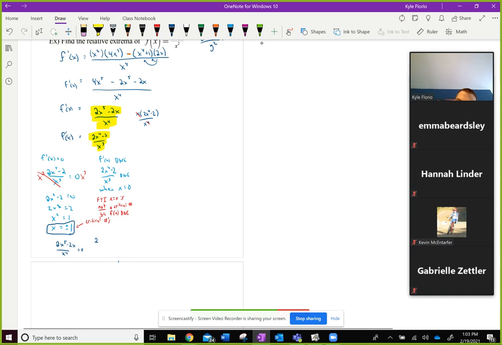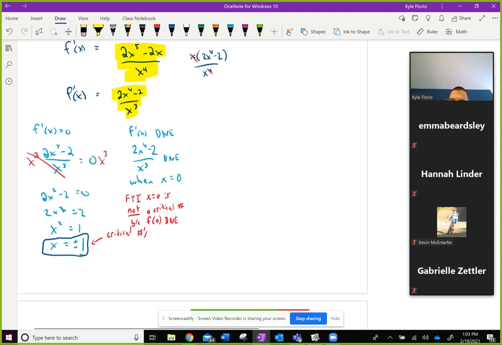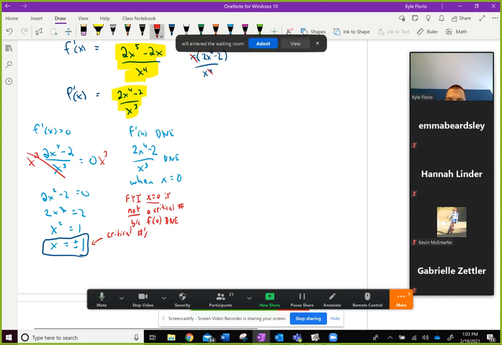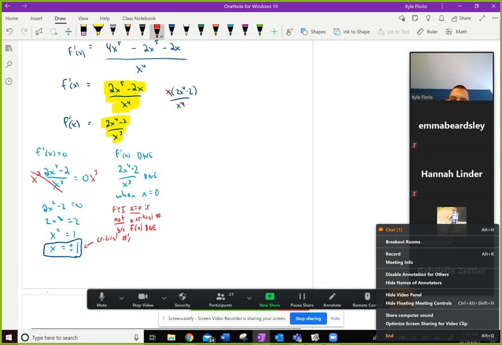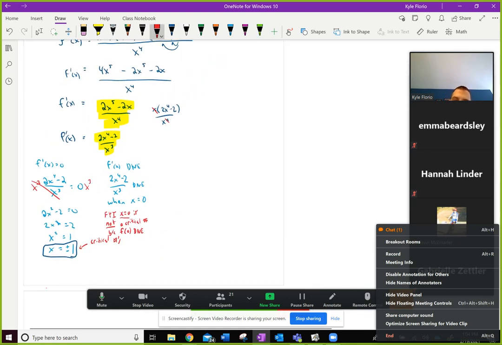All right, so we found the critical numbers. Now, what I said is plus or minus 1 are critical numbers, and 0 is not a critical number. However, when we make the sign chart, we need to include 0, because even though it's not going to be a max or a min, you could have a sign change there, and something could be happening at x equals 0. I'll show you an example of what I mean in a second, but let's keep going with the problem.